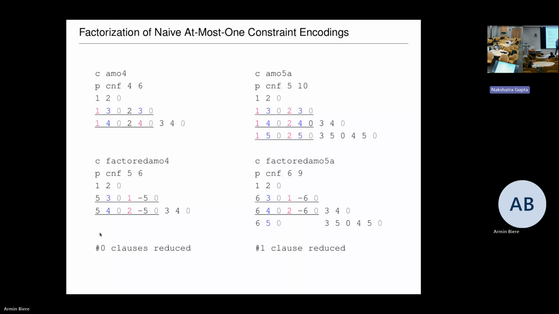But here, if I now go to at most 5, and this also explains these encodings a bit, then suddenly you get 1 clause less, right? Okay. So again, we have here our full at most 1 constraint, right? So it's always a triangle. Okay, it's n over 2. So 5 over 2 is 10, right?